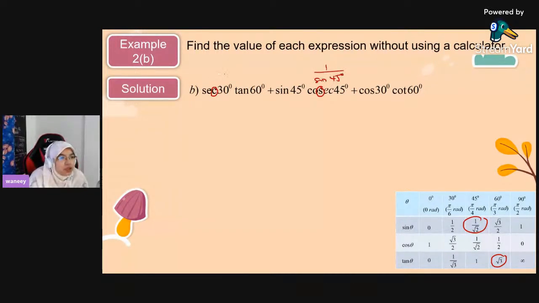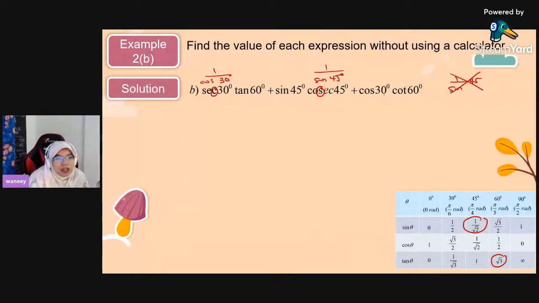So do make sure the angle need to stay with the trigonometric function. So it's not just 1 over sine 45. No, not just sine. Sine cannot sit alone. It must have the angle value behind it. So sine of 45, sine of 30 and so on.